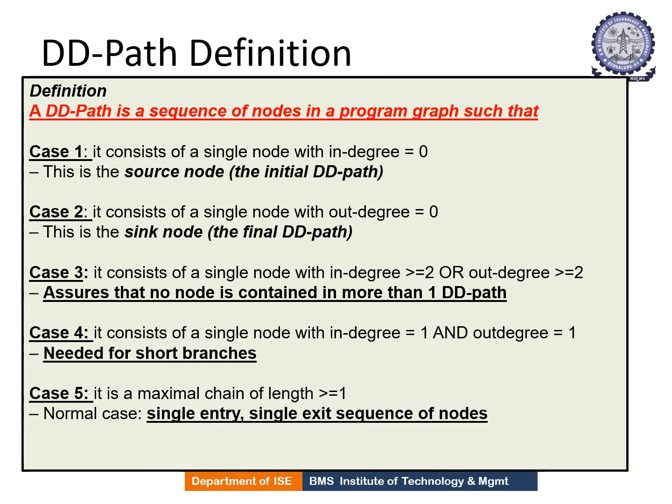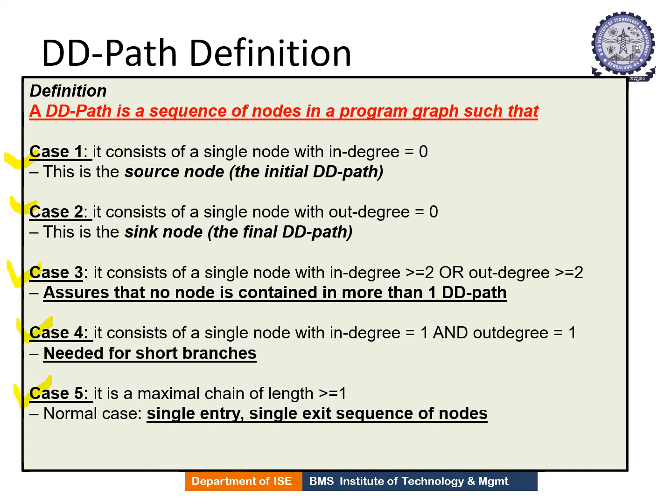Case number 5: it is a maximal chain of length greater than or equal to 1. Normal case, a single-entry and single-exit sequence of nodes. So this is the formal definition of a DD path. You should follow any one of these cases. So what is that? A DD path is a sequence of nodes in a program graph such that case 1, case 2, case 3, case 4, case 5.